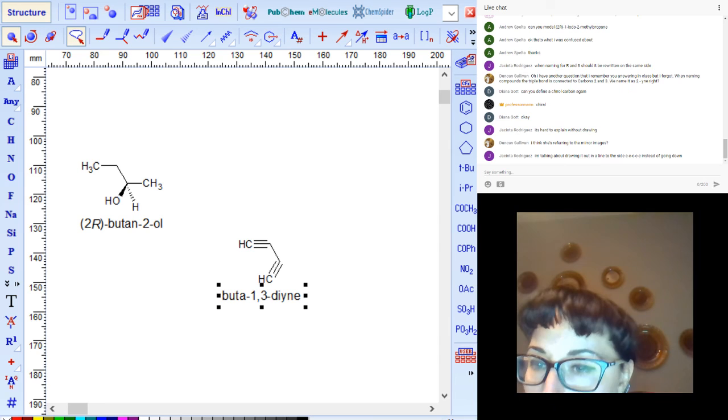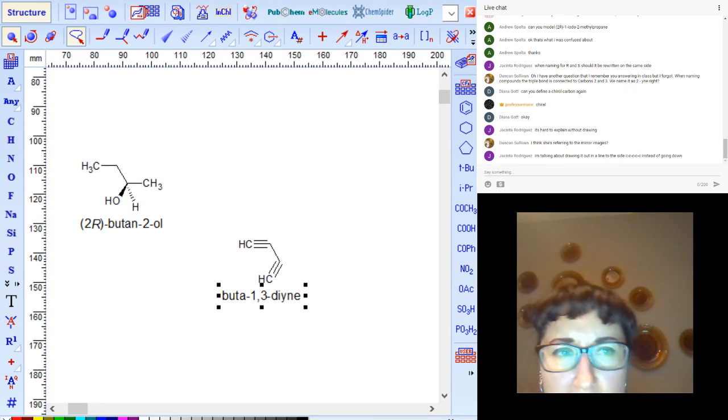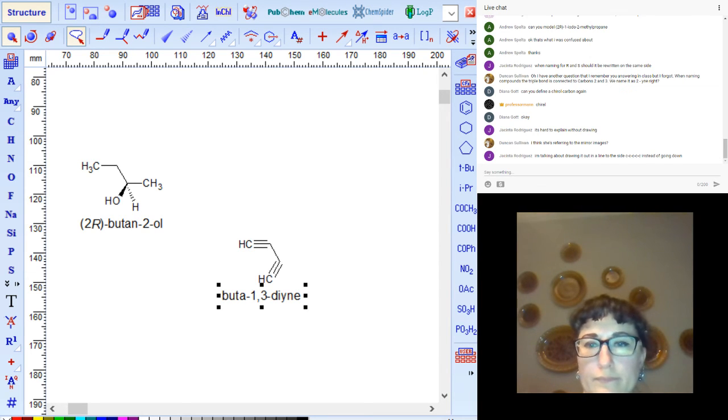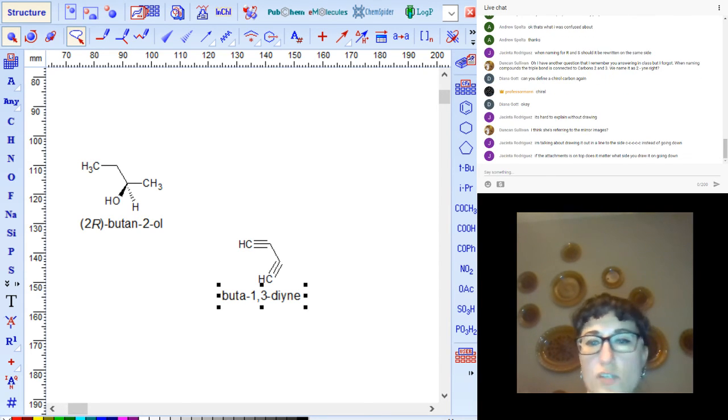That would make more sense. Drawing it out in a line to the side instead of going down. It doesn't matter how you do it. It's all the same thing. You can do it this way, or you can do it the way we did it in class. As long as you have it where the straight lines are in a plane with each other, and the dash line and the bold line are on the same side, one pointing behind the other, you're fine.